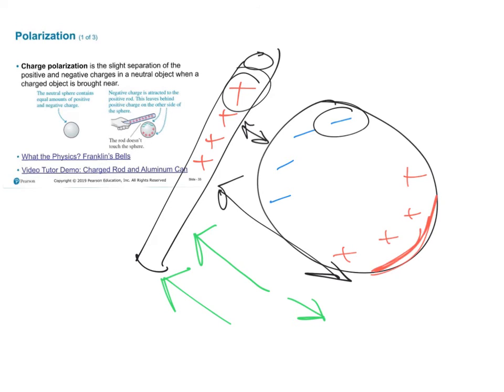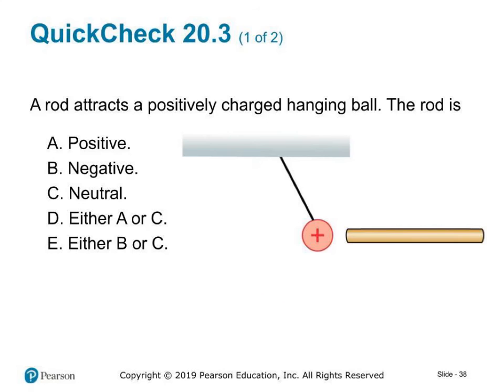This effect is responsible for a whole lot of things in chemistry and can be applied to atoms and molecules, which end up with sometimes a more positive or negative side. All right, so to do a quick little check, answer a couple of questions, we're going to look at this one. A rod attracts a positively charged hanging ball. The rod is positive, negative, neutral, or a combination.